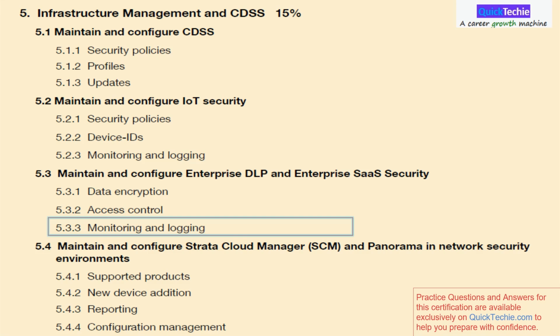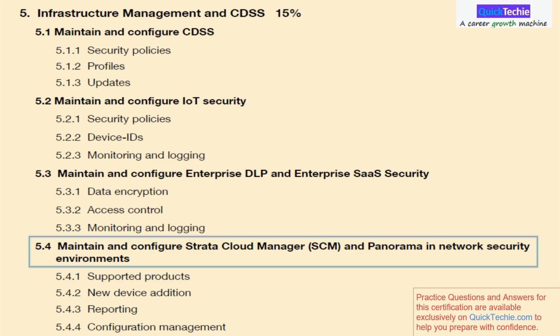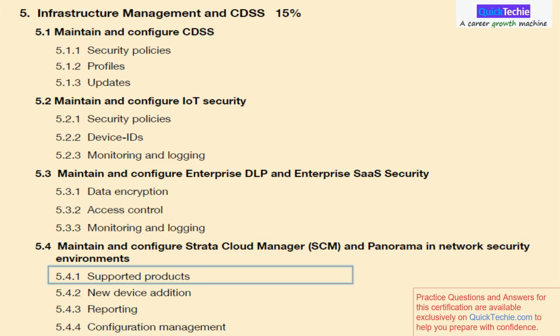5.4 Maintain and configure Strata Cloud Manager, SCM, and Panorama in network security environments. Strata Cloud Manager, SCM, and Panorama are centralized management solutions that provide visibility and control over Palo Alto Networks security infrastructure. 5.4.1 Supported products. Explanation: it's important to know which Palo Alto Networks products, firewalls, cloud security services, etc., can be managed by SCM and Panorama. This ensures you can leverage these platforms effectively for centralized administration.